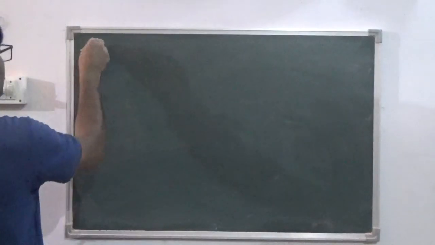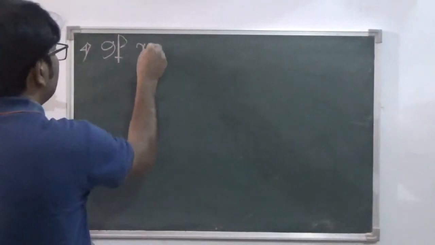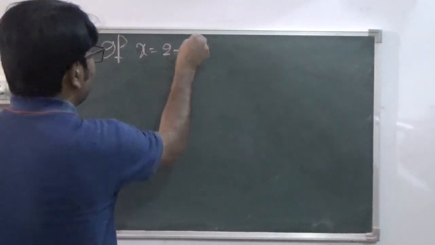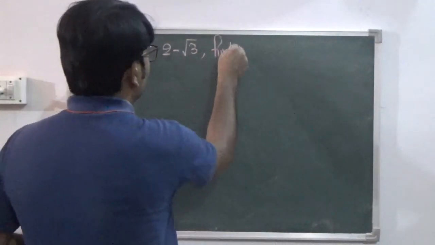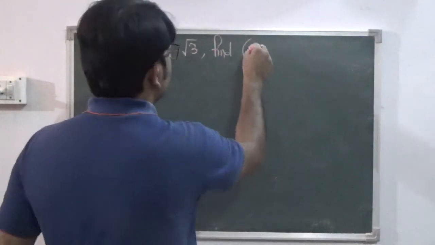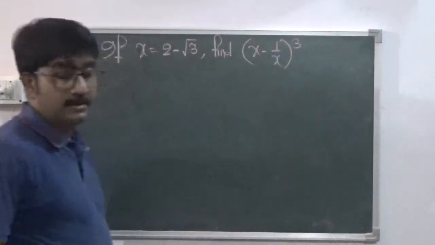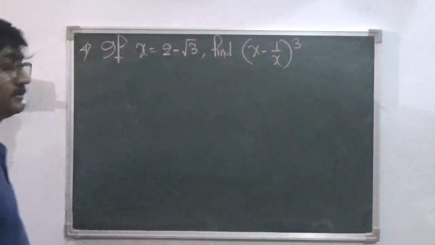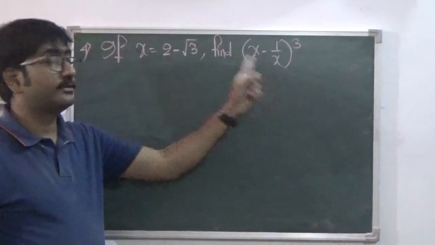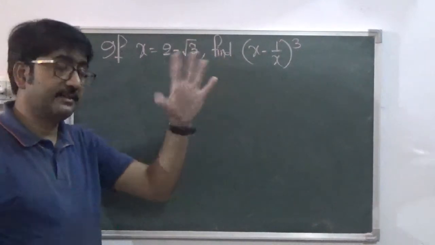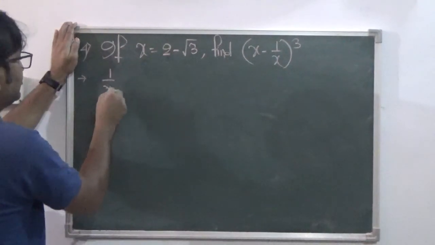Question number 4. If x equals 2 minus root 3, then find the value of x minus 1 by x whole cube. Very good question it is. So let us see what to do. See, it is x minus 1 by x, so you have to find 1 by x as well. Then we can proceed. So here, what is 1 by x?